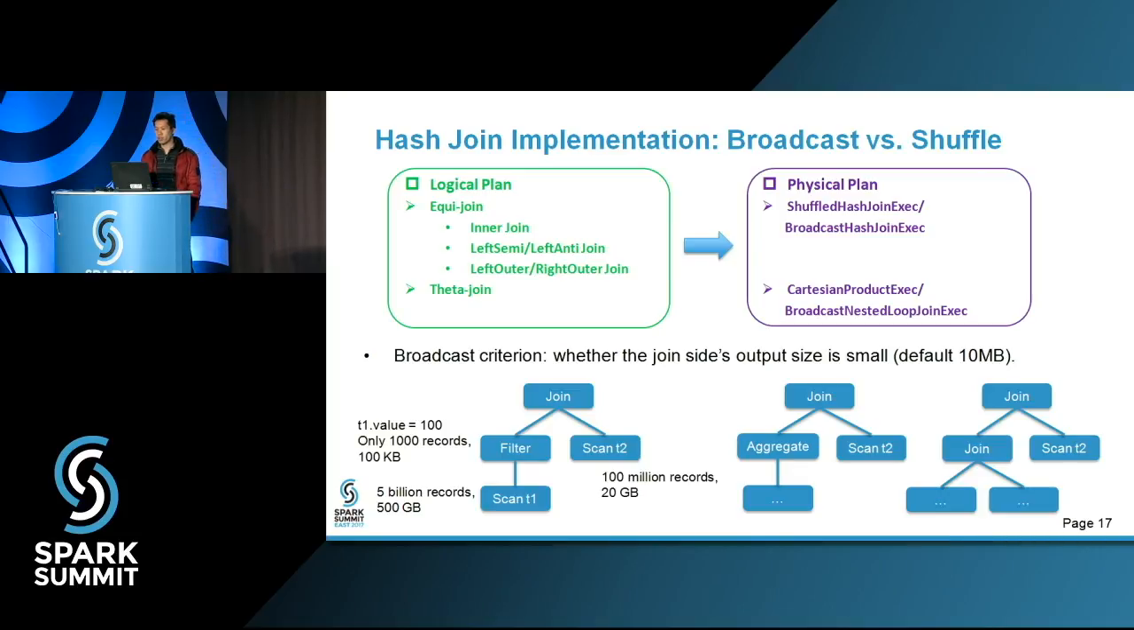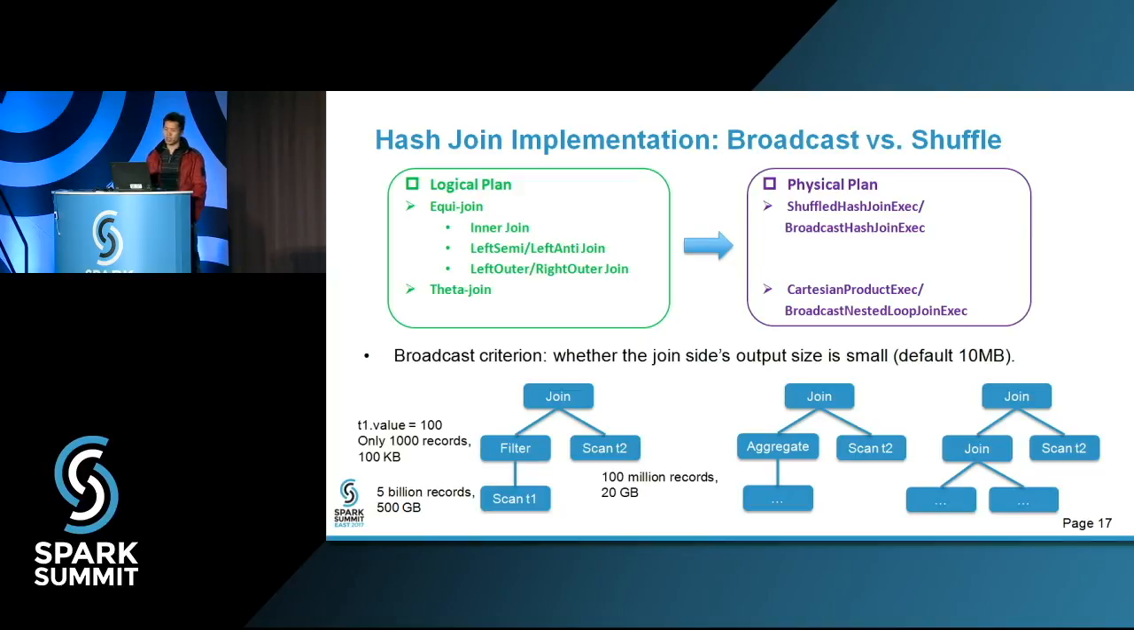But with CBO, we can know the number of records satisfying the filter condition. Say, for example, we know that after the filter operator, there are only 1,000 records, and the size is only 100 kilobytes. So we should broadcast the left side and use the broadcast hash join to execute this join. And we can list many such scenarios. For example, one side of the join is an aggregate, or one side of the join is another join from other tables.